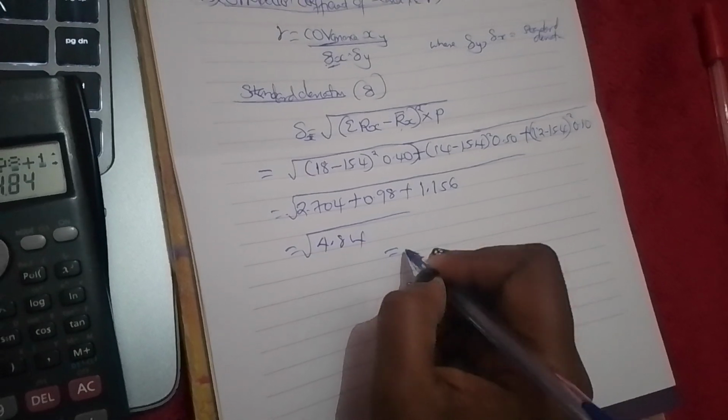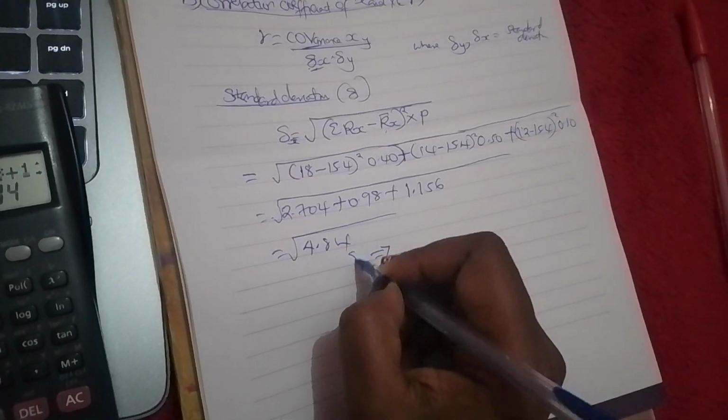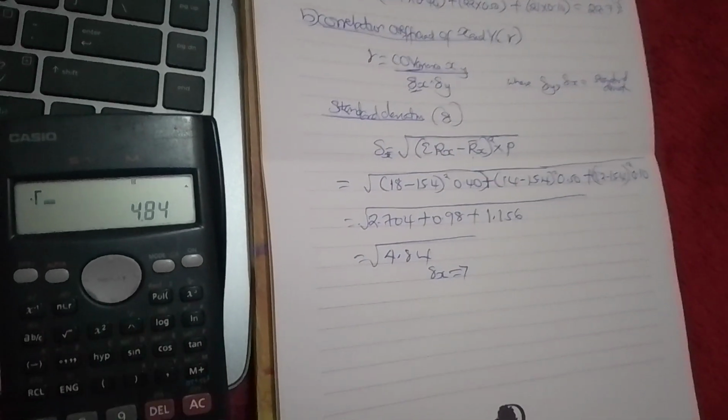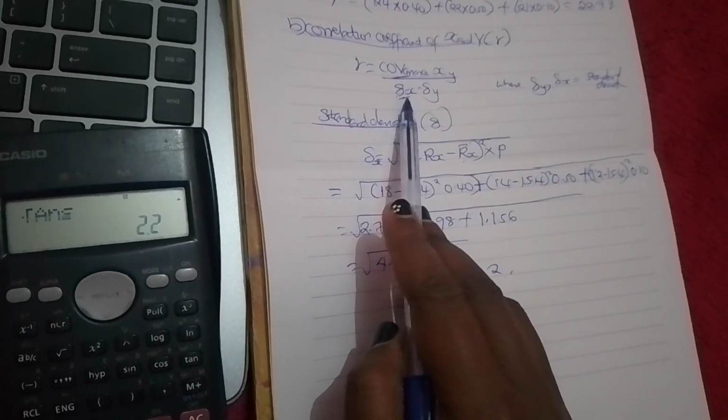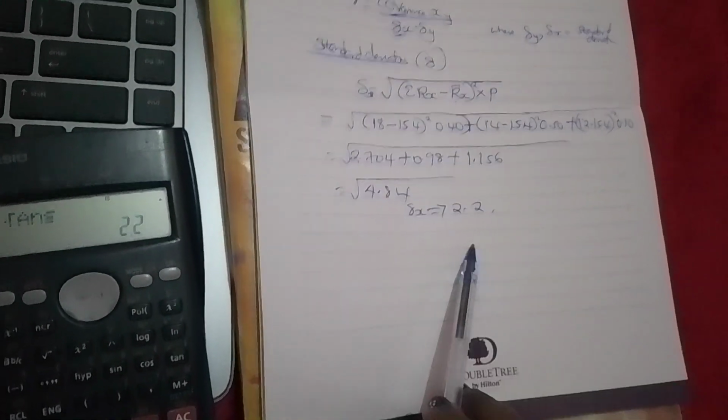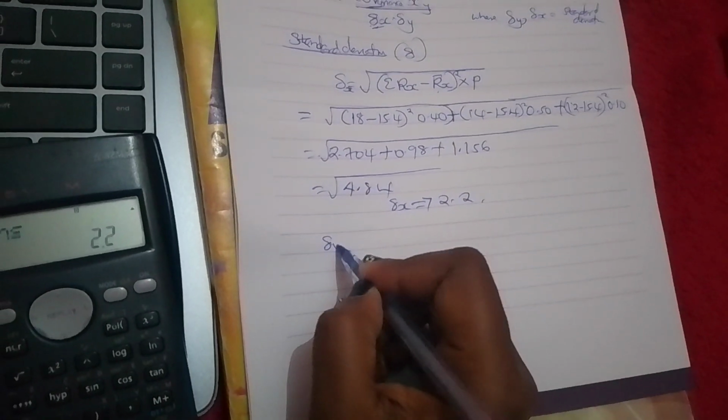So you get the square root. Meaning the standard deviation of X will be square root of 4.84, which is 2.2. So you have already gotten our answer here, which is 2.2. We do the same for Y.